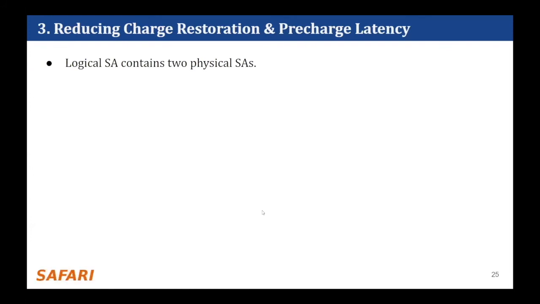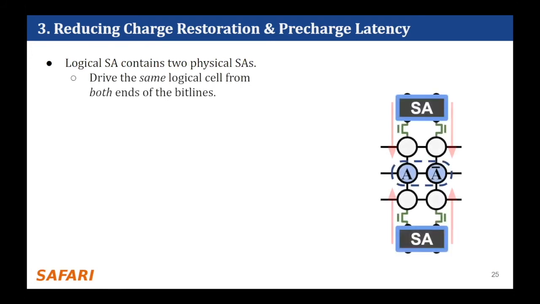The logical sense amplifier reduces the charge restoration latency simply by having two physical sense amplifiers driving the same logical cell from both ends of the bit lines. This enables faster charge restoration, thus largely offsetting the long latency introduced by long bit lines in the density optimized open bit line architecture.